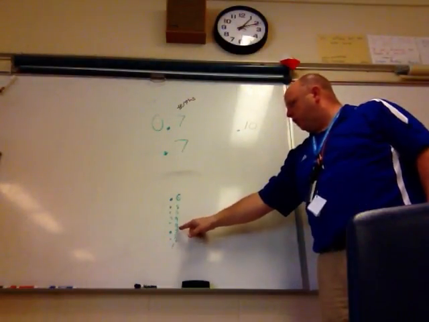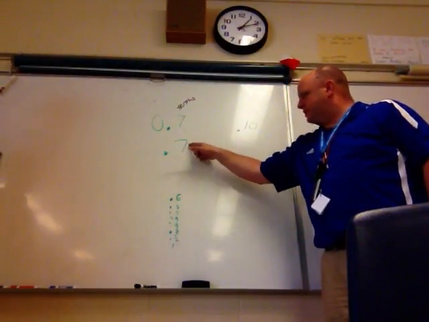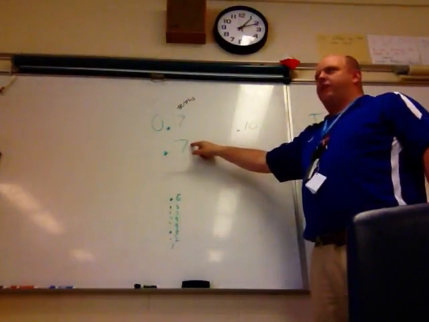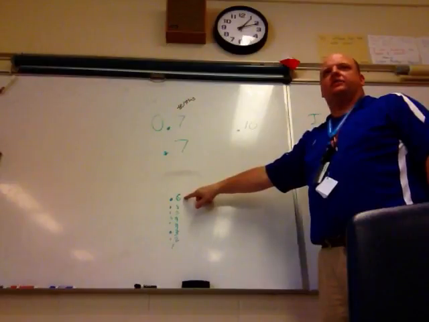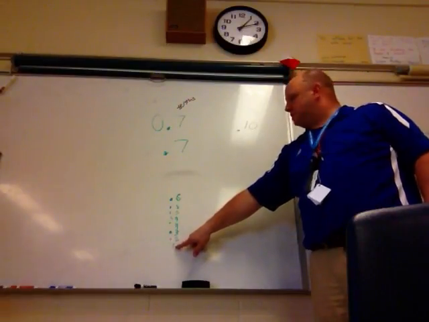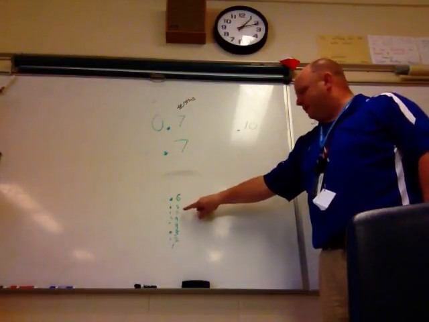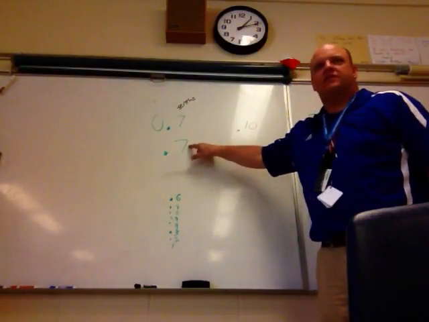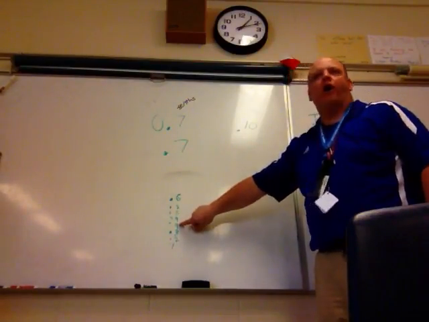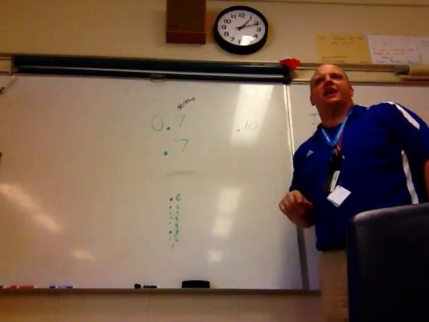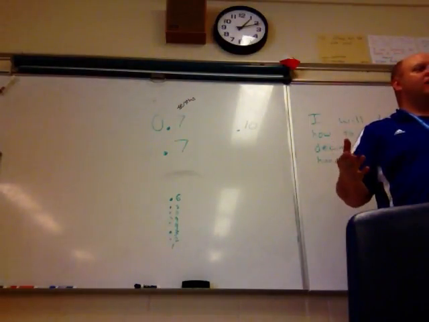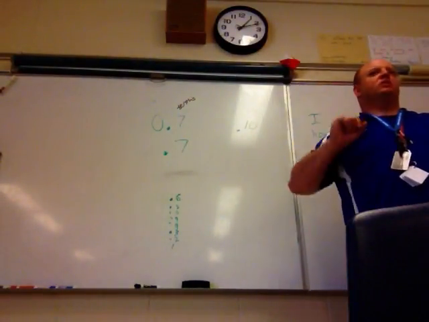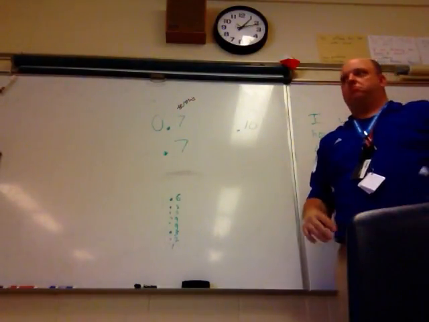Let's count them. 1, 2, 3, 4, 5, 6, 7, 8, 9. Let's read them now. 7 tenths, 6 tenths, 1 tenth, 8 tenths, 2 tenths, 5 tenths, 7 tenths, 4 tenths, 9 tenths. Say the number, and if there's only one digit to the right of the decimal place, its last name is tenths.